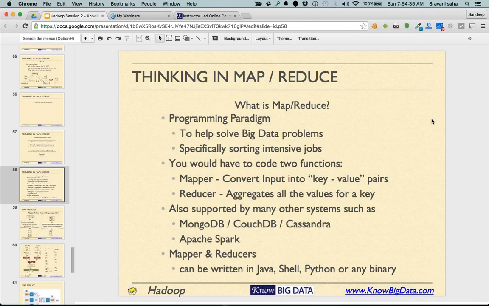So your map function takes the raw data, converts it into key value, and gives it to Hadoop. Hadoop takes these key values, and then based on the key, it groups all the values together and forms a key and an array of values. That's what Hadoop does. And once it has formed key and array of values, it feeds this combination to your reduce function.